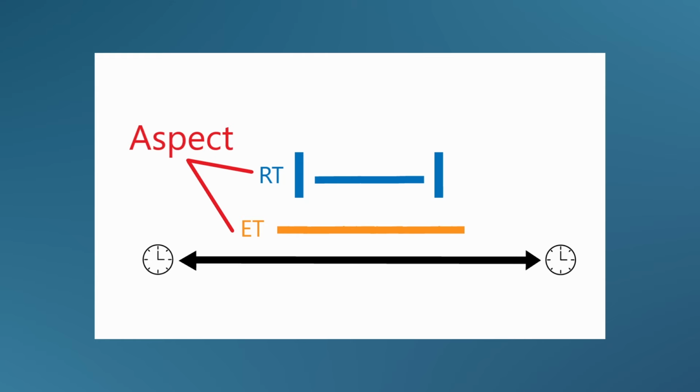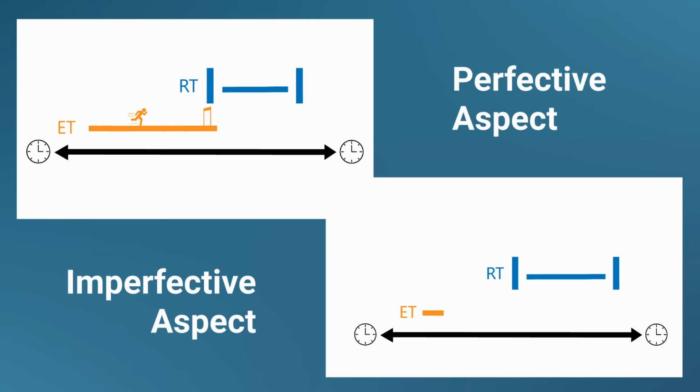Because aspect is fundamentally a relationship between two time intervals, we can conceive of different kinds of relationships between the two intervals. For example, one interval can be included within the other, or that same interval could extend beyond the other. This is the basic distinction between perfective and imperfective aspect.